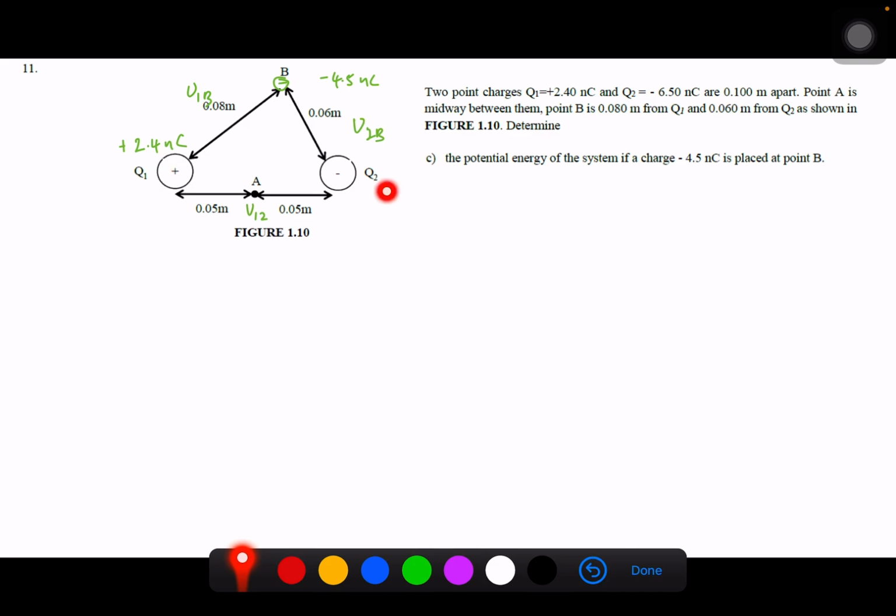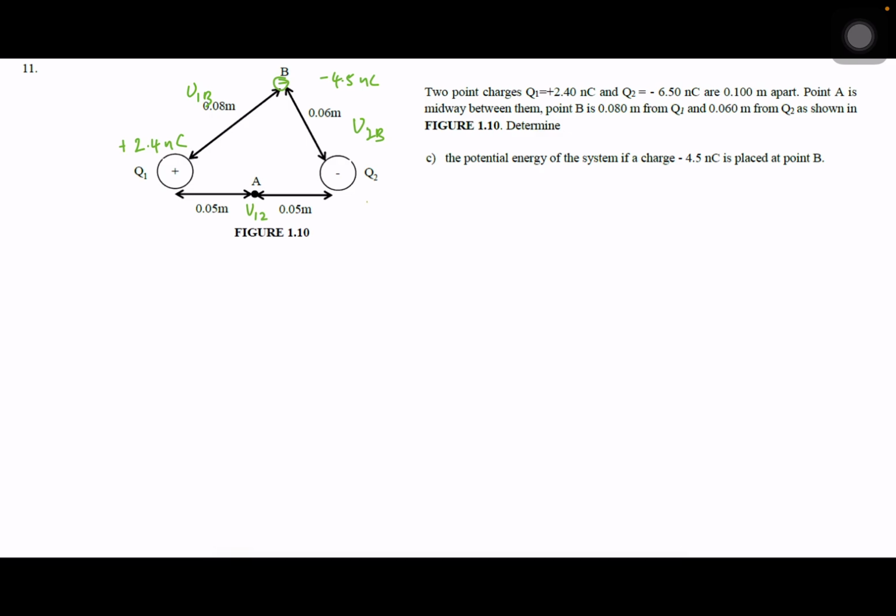Between 1 and 2, another one. So for 3 charges, you will have 3 potential energies. So to find the potential energy of the system, you just have to add all the values. If you have a negative charge, you just substitute the negative sign inside the formula.